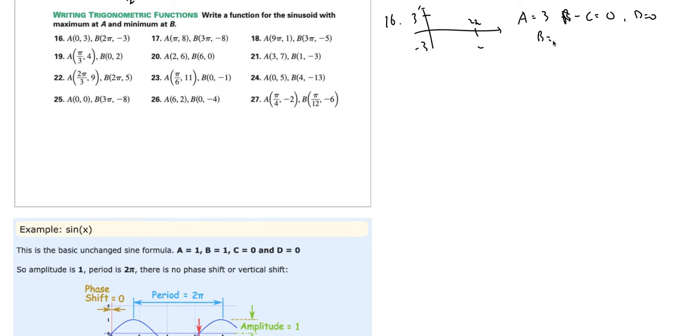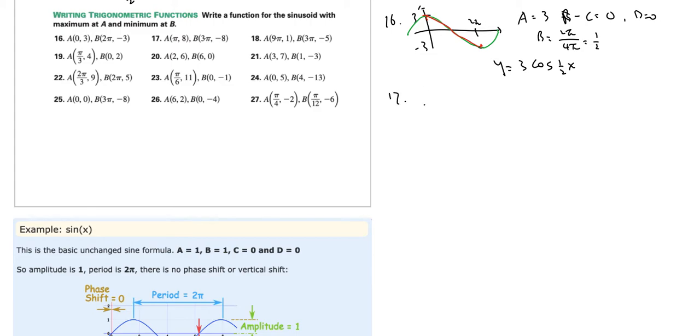Then B, for this case, from maximum to the minimum is only half the period. If I draw it out, it looks like this. So we understand from the maximum to the minimum is only half of the period. That's 2 pi, so hence the period is going to be 4 pi. So B is 2 pi over the period, so it's 4 pi, equals to half. Now y equals 3 cosine half x.